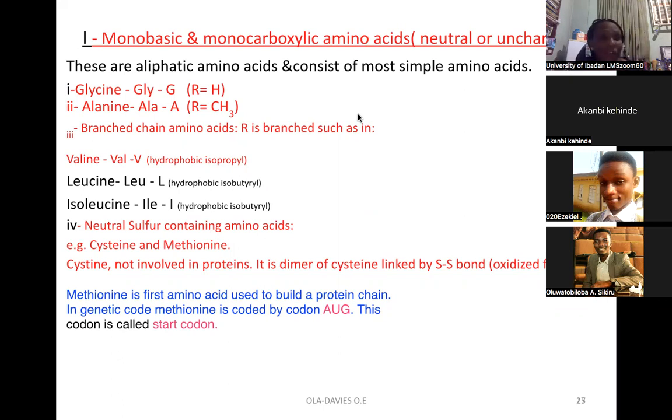Those are the examples on the screen. You have glycine, alanine, and the branched-chain amino acids, examples of which are valine, leucine, and isoleucine. You also have the neutral sulfur-containing amino acids, cysteine and methionine. Cystine is not involved in proteins, because it is basically two molecules of cysteine coming together. I hope we still remember that. It is a dimer of cysteine linked by a sulfur-to-sulfur bond. I'll just continue from there.